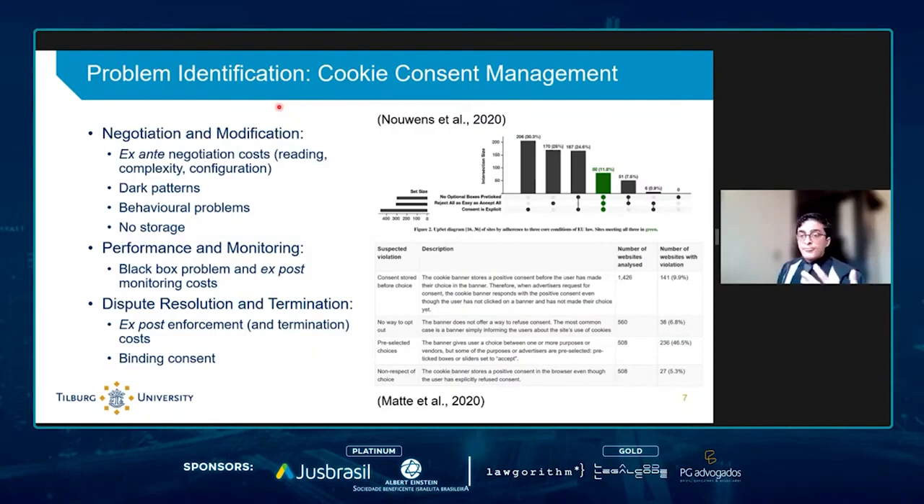She has to go through the options available to her. She has to make effective choices, identify the parties, the third parties, and this is where she faces ex-ante negotiation costs relating to the complexity of the documentation, the complexity of the information, even in the cookie banner, the potential for dark patterns, and also crucially, whatever consent she gives, it's usually hard for her to be actually able to store that consent locally.